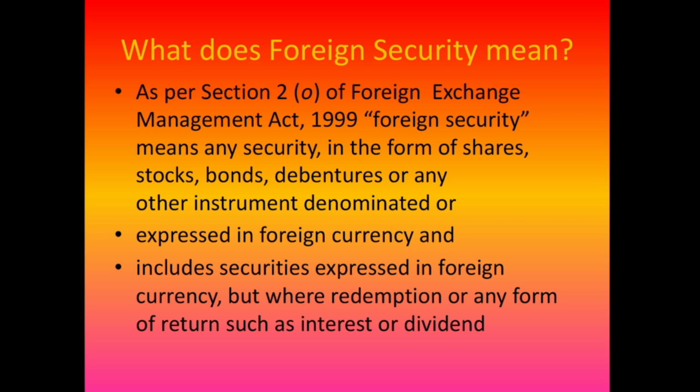Bonds denote the borrowed money which is raised by the company. Bonds have a face value on maturity. The coupon is the rate of interest which has to be paid, and the effective rate of interest is determined with respect to the issue of bonds. All these instruments mean any security issued in the form of shares, stocks, bonds, debentures, or any other instrument which are denominated or expressed in foreign currency.